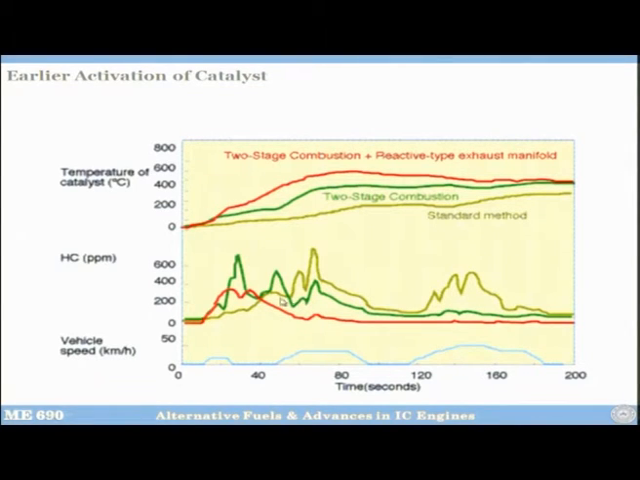Then what you do is you do two-stage combustion. So, once you do two-stage combustion, then what will happen? The exhaust gas temperature has risen from 200 to 800 degree. So, the catalytic converter's temperature will start rising, and I think within like 50, 60 seconds is what it takes. And then you see the temperature will be almost 400 degree centigrade. So, it will get activated here, 250 degree centigrade. Let us look at the HC emissions.